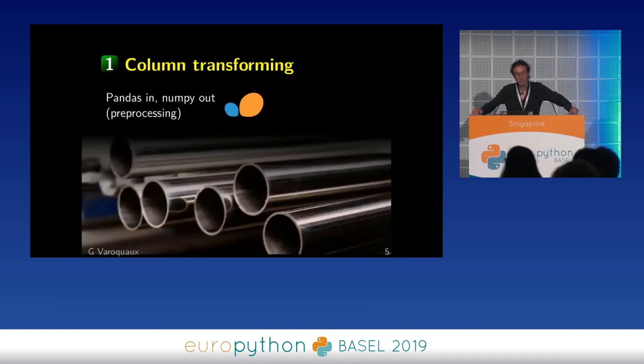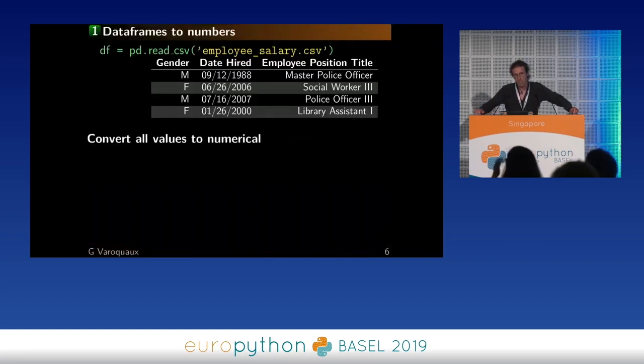So, column transforming. The goal is to start with pandas data frames and come out with a well-formatted NumPy array that can easily be plugged into statistical tools such as scikit-learn. So it's a pre-processing problem. Often the way we get our data is we read it from a CSV file. We could do this with pandas and we'll get a data frame that has different types in different columns. And our goal is going to be to convert all those values to numerical values.